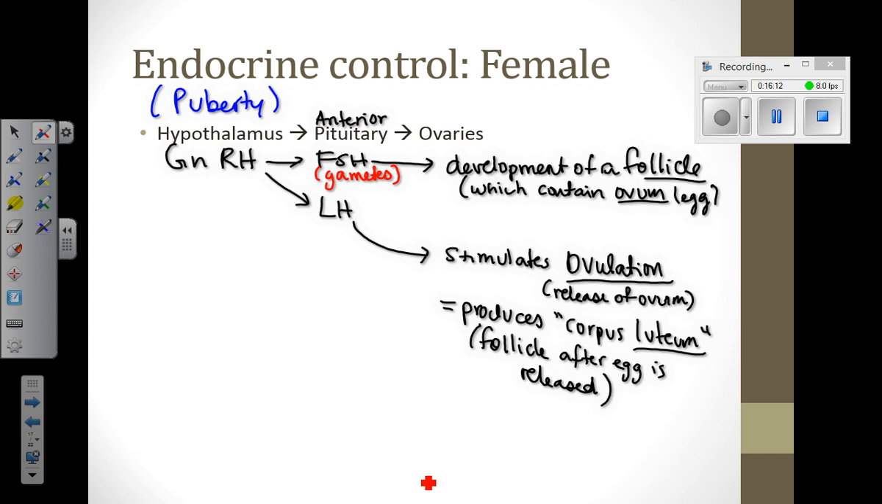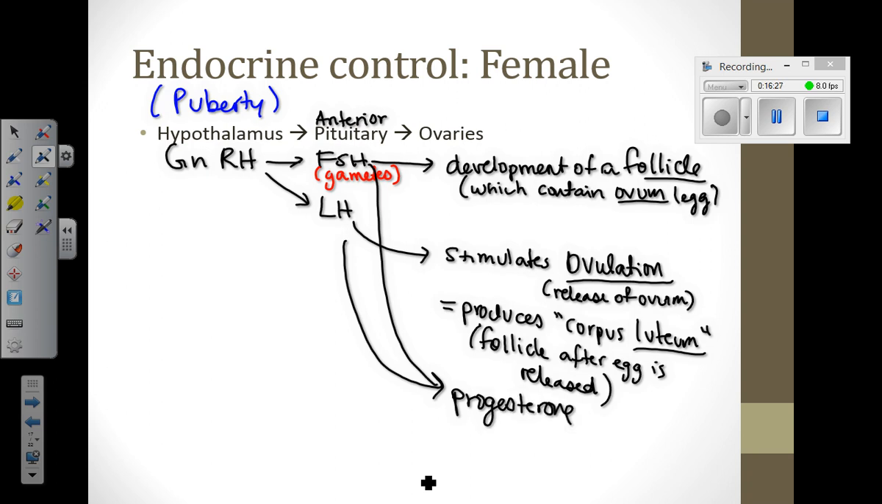Now, aside from the development of the follicle and ovulation occurring, these two hormones, FSH and LH, stimulate the production of progesterone and estrogen. So females have two hormones that are involved in the control of reproductive cycles, whereas males just have testosterone.